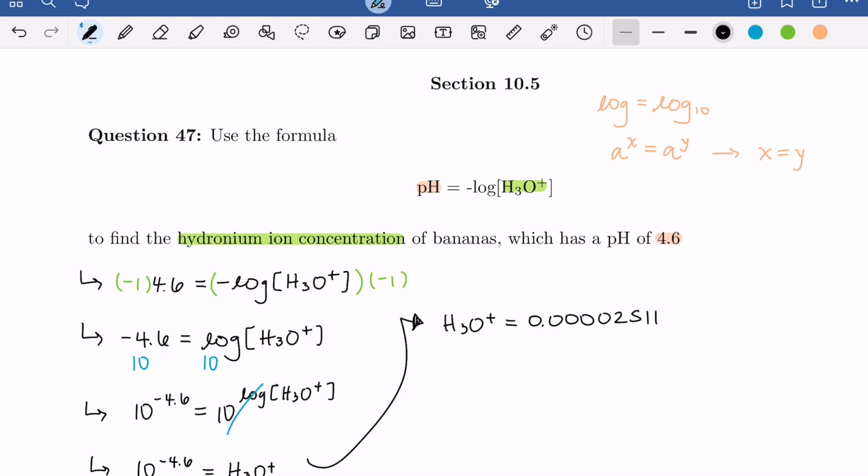And to make our lives a little bit easier, we could also write this in scientific notation. So we can move this decimal 1, 2, 3, 4, 5 units to the right. So this will be the same thing as this here. So this is going to be the hydronium ion concentration of bananas.